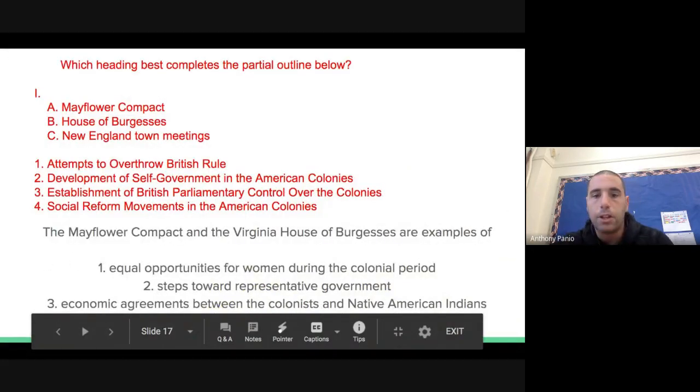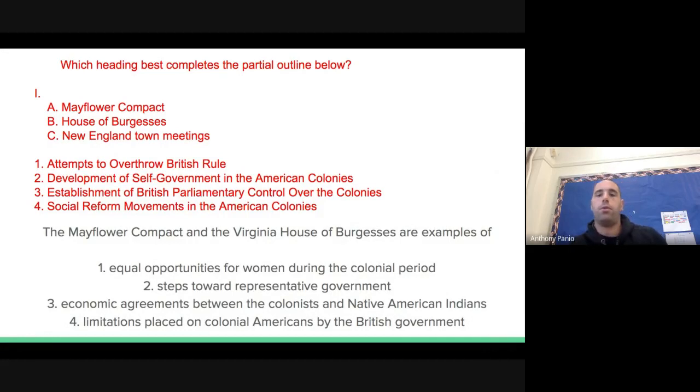Okay? Let's try this one. The Mayflower Compact and the Virginia House of Burgesses are examples of what? What is the best answer here? 1, opportunities for women during the colonial period. 2, steps towards representative government. 3, economic agreements between the colonists and Native American Indians. 4, limitations placed on colonial Americans by the British government.